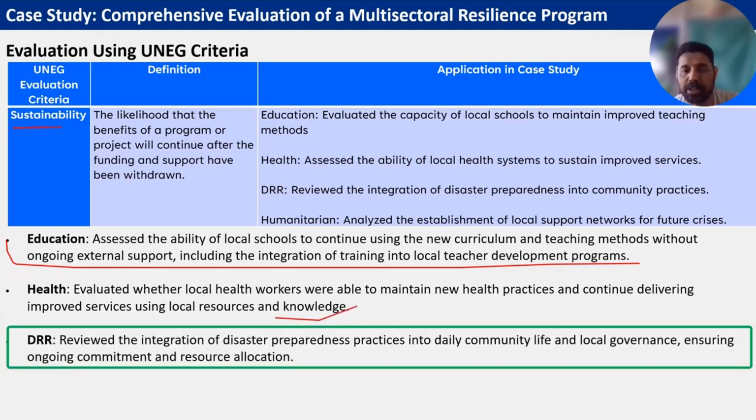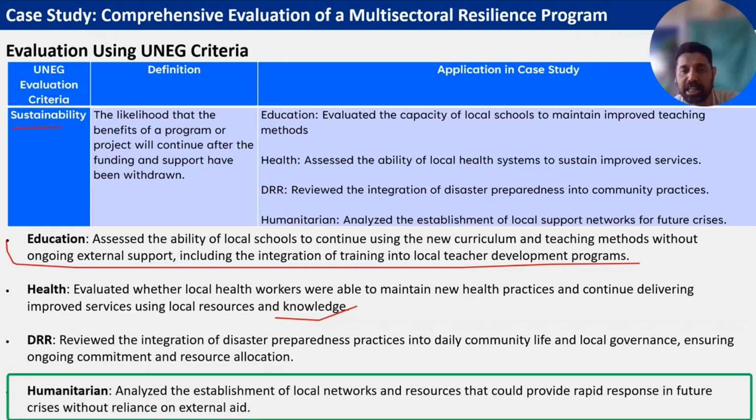And DRR reviewed the integration of disaster preparedness practices into daily community life and local governance, ensuring ongoing commitment and resource allocation. And humanitarian analyzed the establishment of local networks and resources that could provide rapid response in future crises without a reliance on external aid.